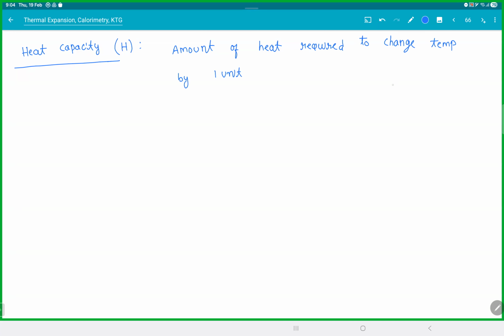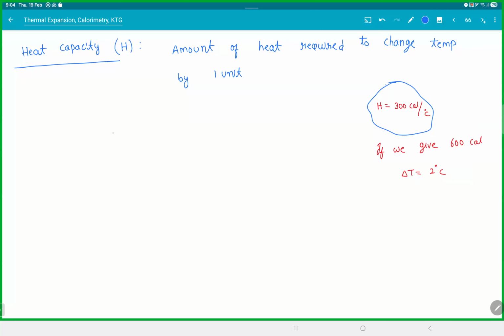Example, let's say you have a body like this. On the body, it will be written like this: H is equal to 300 calories per Celsius. Meaning, if we give 600 calories, temperature will change by 2 degrees. That's it. I don't care what the mass of the body is. I don't care about anything else. You just give this much heat, temperature will change this much, and you're done.